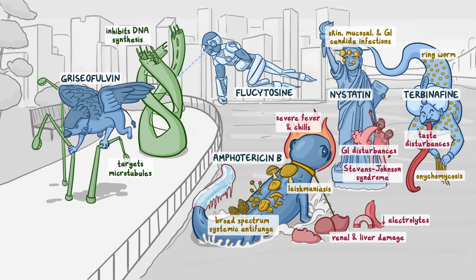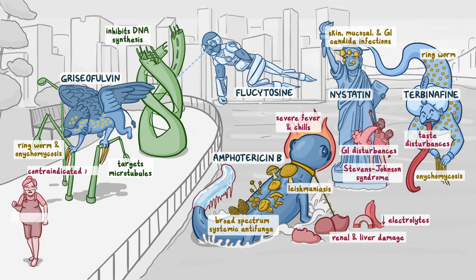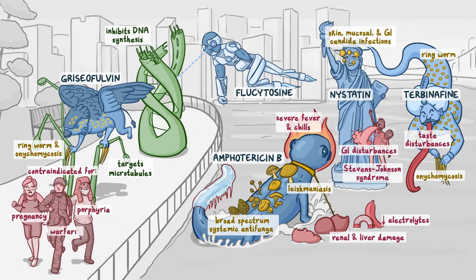For the griseofulvin griffin, let's also give it the ring-like rash and long, yellow nails, since its indications are similar to that of terbinafine. But remember, griseofulvin has more restrictions, and is not used as often, so we'll represent this by having people fleeing from it. First, we have a pregnant woman because it's contraindicated during pregnancy. Next is a poor beggar with a pharaoh's headdress representing people with porphyria. And finally, a soldier for people with warfarin.